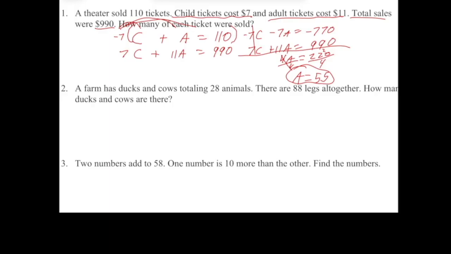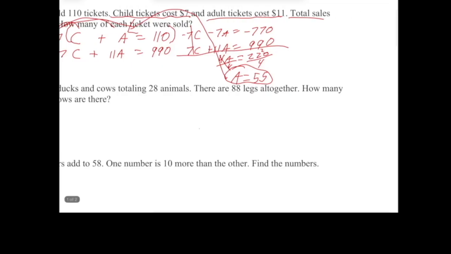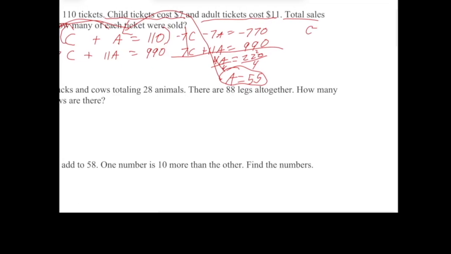So I'm going to take those 55 adult tickets and plug it in right there. So in total, I'm going to have my child tickets plus my 55 adult tickets equal 110. Once I subtract my 55, C equals, what is 110 minus 55? Well, that should just be another 55. We have an even number of amounts. We have 55 child and we have 55 adults. Okay? All right, number two.